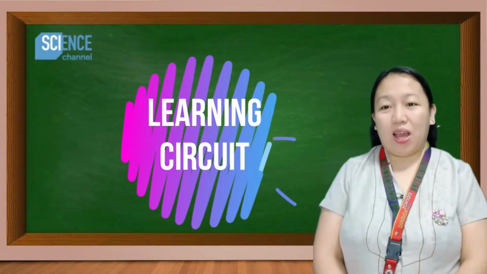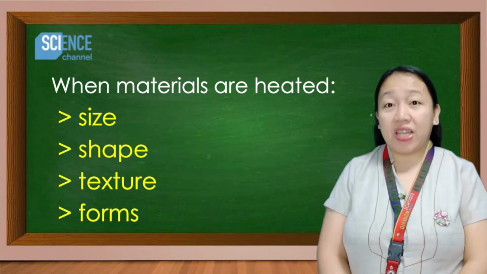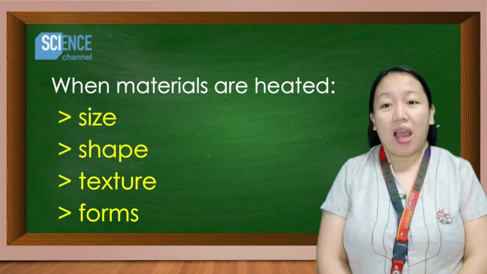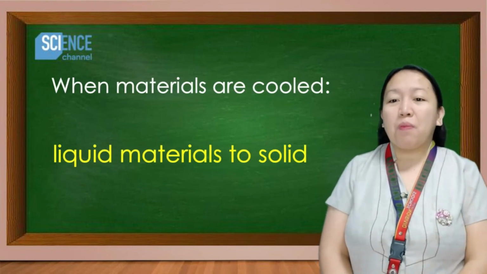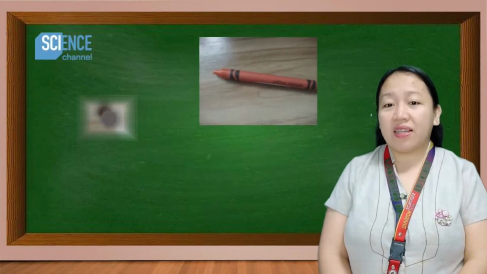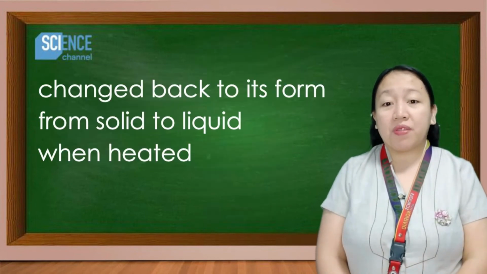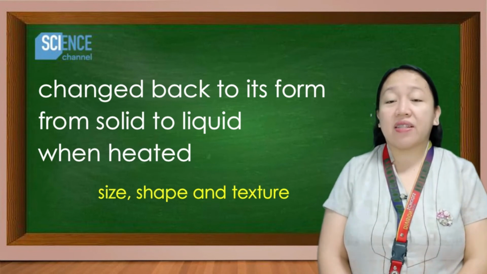Learning circuit. When materials are heated, they change their size, shape, and texture. They also change their forms. When cooled, the liquid materials were changed to solid. Materials like crayons, chocolates, butter, or margarine change its form from solid to liquid when heated. It also changed its size, shape, and texture.